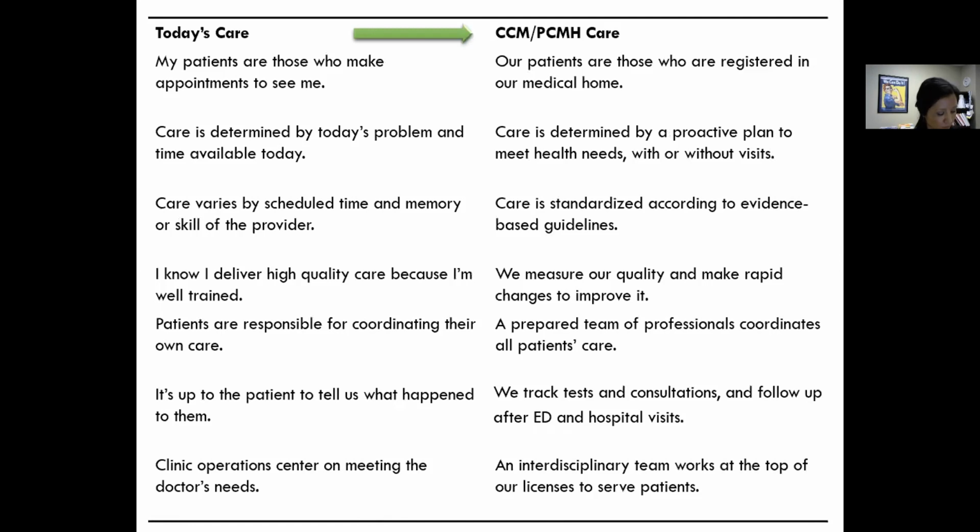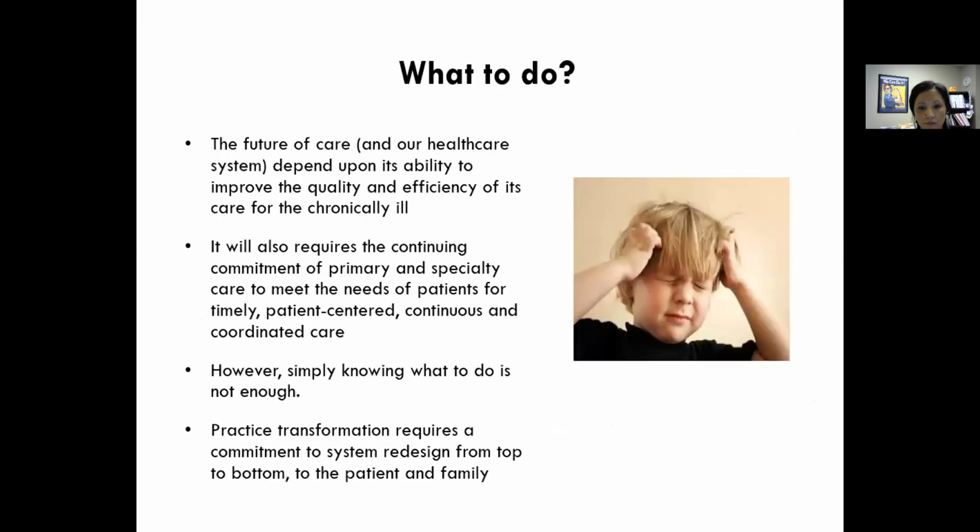So when we move to chronic care model and PCMH care, we see the patients that are registered to our medical home. We know who they are. They aren't moving around to various parts of the system, so we can't track their care. The care is determined by a proactive plan to meet their health needs with or without visits. Care is standardized based on evidence-based guidelines, and you measure the quality to make sure that you're constantly improving your system to better meet the patient's needs in a prepared, proactive way rather than just reacting to what comes in the front door. And you work as an interdisciplinary team, where everyone is working to the top of their licenses to serve patients' needs. So that's what we're trying to get to.